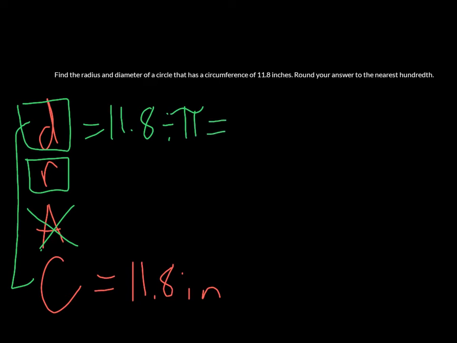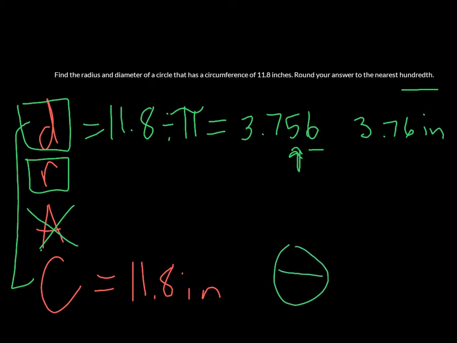When I do that, I get 3.756. I'll just go out 3 spots, keeping in mind that it says to round to the nearest hundredth. So this right here is where I want to round. So I look next door, and that 6 says that I'm going to bump the 5 up to a 6. So my answer for the diameter is 3.76 inches.